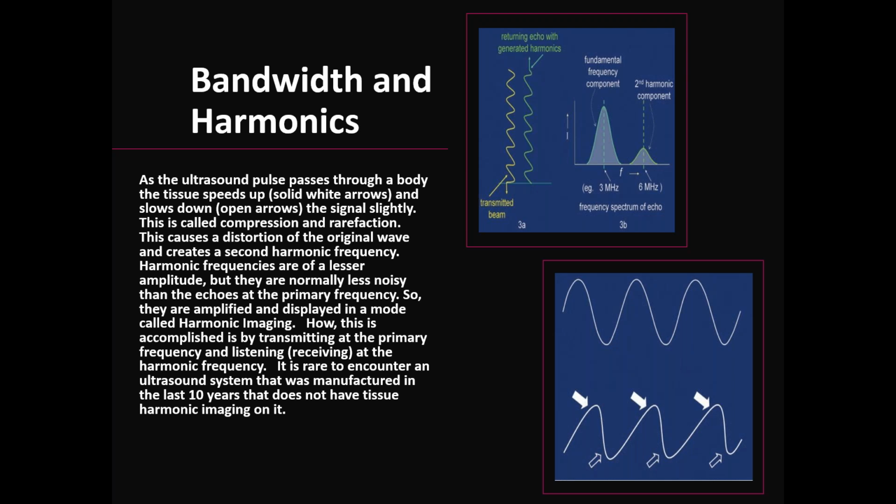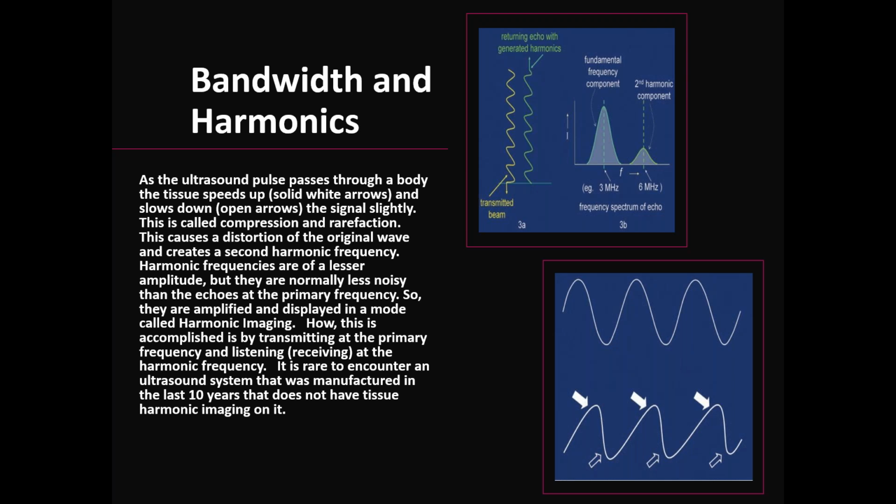Harmonic frequencies are of a lesser amplitude, but they are normally less noisy or cleaner signals than the echoes at the primary frequency. So, they are amplified and displayed in a mode called harmonic imaging. How this is accomplished is by transmitting at the primary frequency and listening or receiving those echoes at the harmonic frequency. If you look at the picture in the top right of this slide, you'll see that in the example, they're transmitting at 3 megahertz, but they're listening at 6 megahertz for the harmonic.